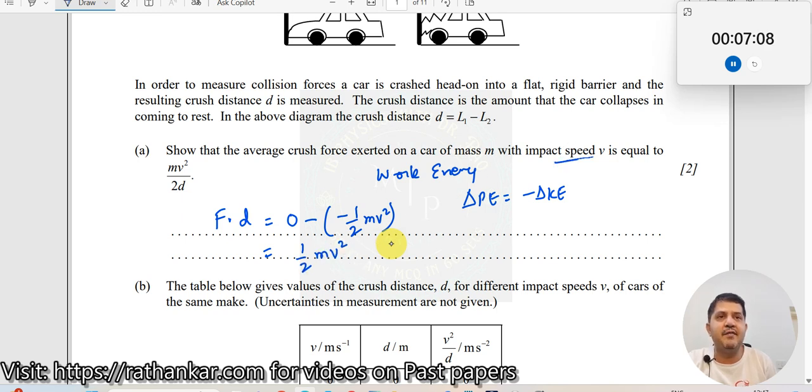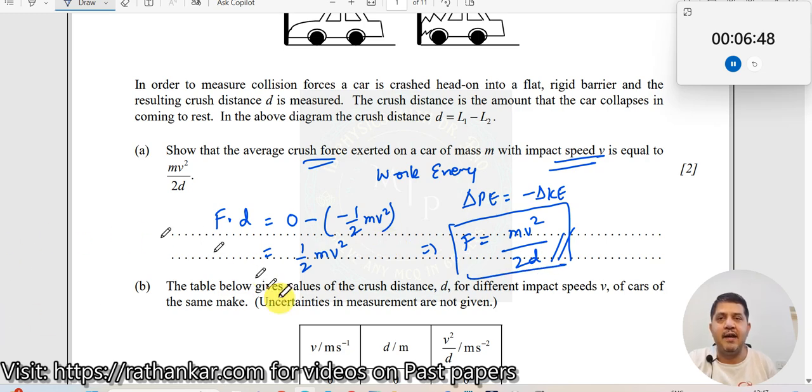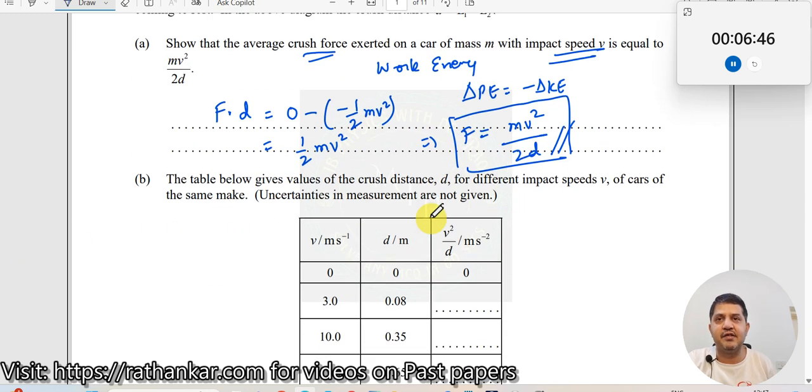What do we need? We need the value of the crush force F here. So thus F should be equal to mv squared divided by 2d, right? This d I am transposing downwards. As a result, you get the value of F here. Thus the value of F we have obtained already. Okay, let us move on to the next question, the second question.